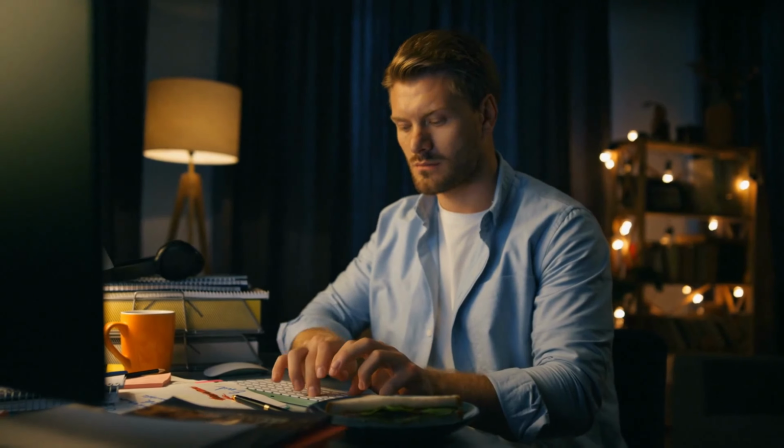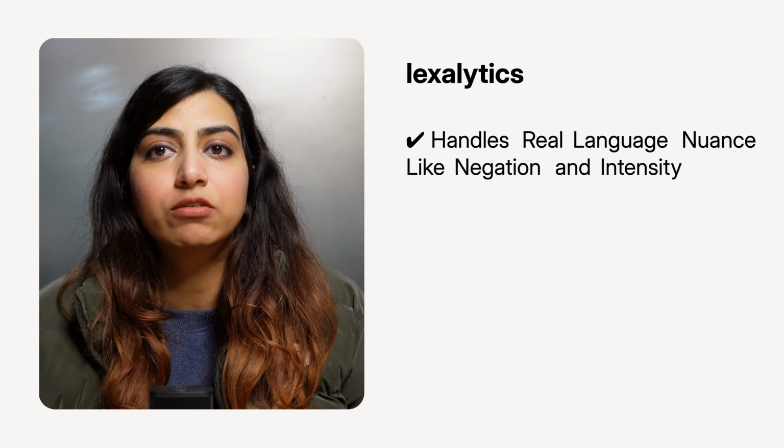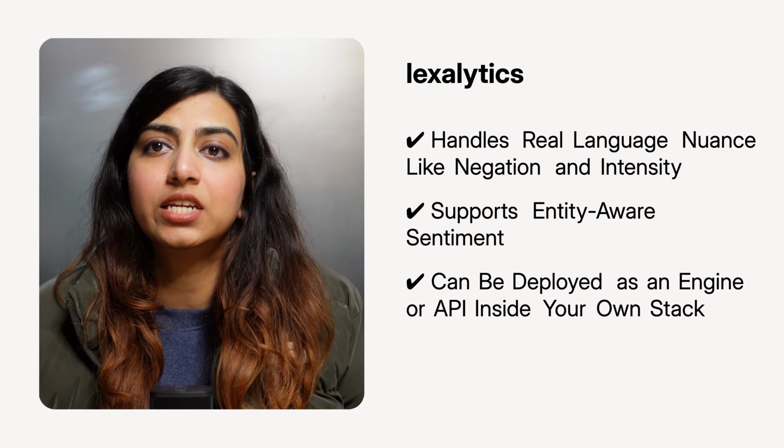Another reason teams use Lexalytics for sentiment analysis is deployment flexibility. You can run Salience as an on-prem or hybrid NLP engine, or use Semantria, which exposes Salience capabilities through REST API, again with flexible deployment options depending on your security needs. This is why Lexalytics is often chosen by data teams and enterprises that want sentiment analysis embedded inside their pipelines, instead of routing sensitive text data through a SaaS-only workflow. So if you are looking for an AI sentiment analysis solution that handles real language nuance like negation and intensity, supports entity-aware sentiment, and can be deployed as an engine or API inside your own stack, Lexalytics is a strong option, especially when control and customization matters.